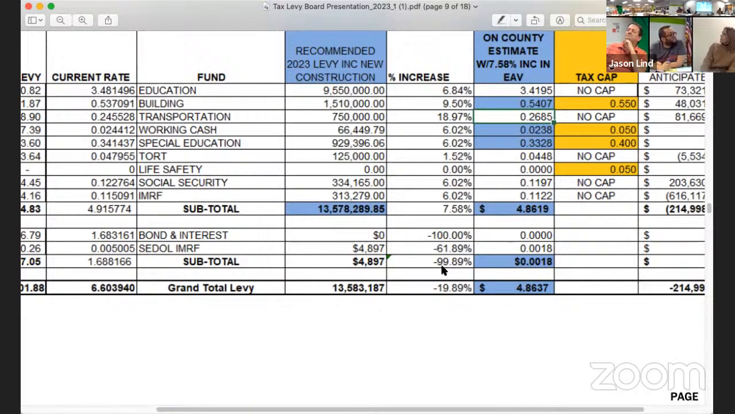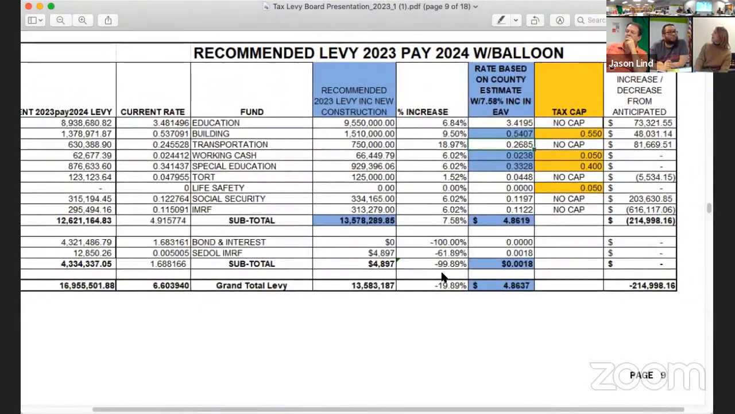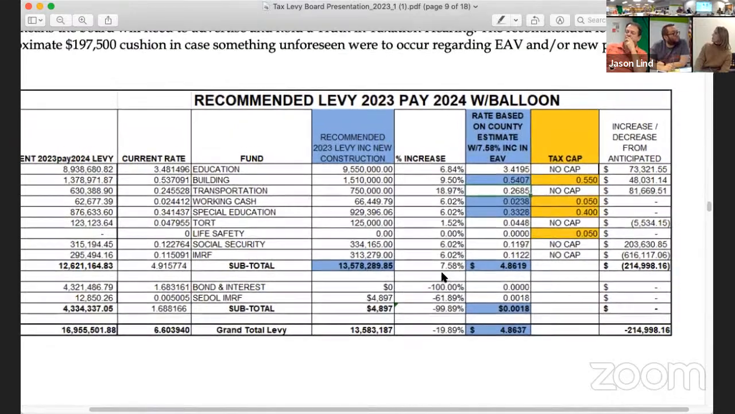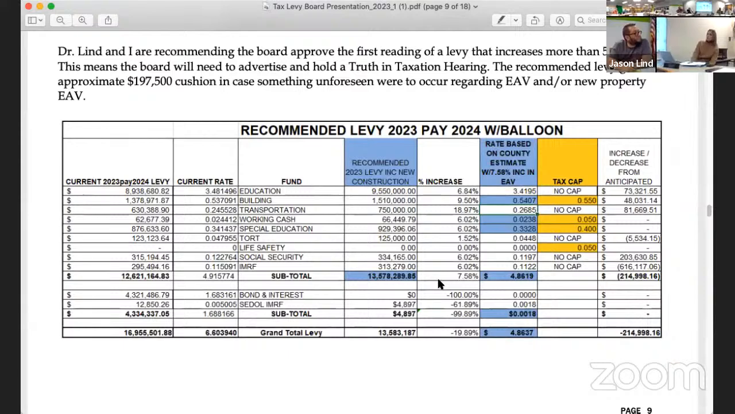Because we went over the 5%, we had to post a truth in taxation notice in the newspaper in the beginning of December. That was done, so we're in compliance with that law. And that was a really quick walkthrough of the tax levy. Does anyone have any questions, or would anyone like to focus on any part in a little bit more detail?